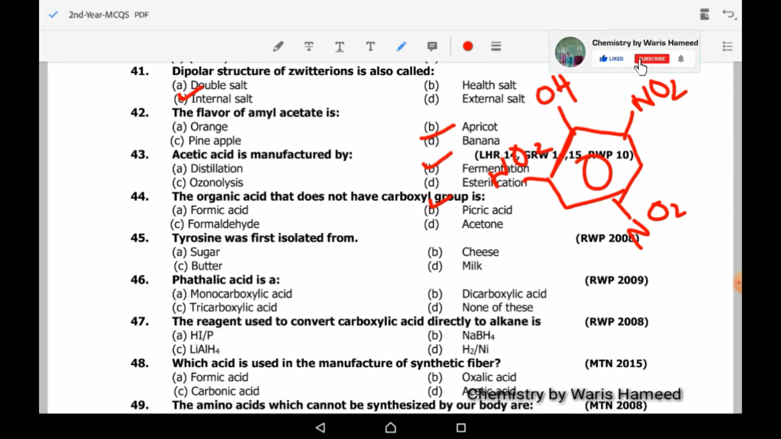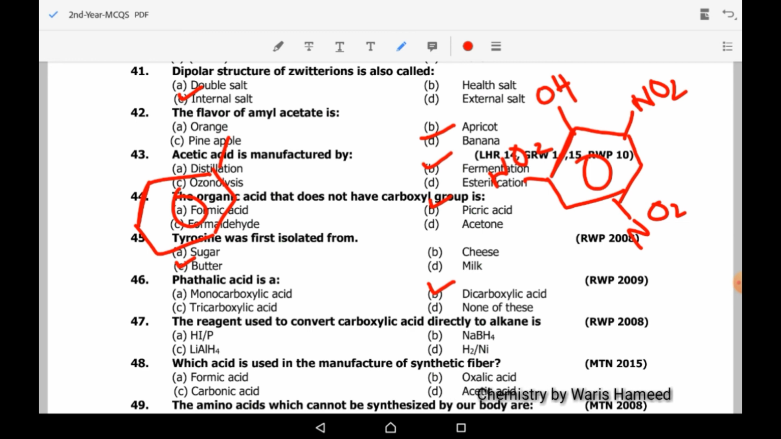Tyrosine was first isolated from. Tyrosine was firstly isolated from cheese. It was isolated from cheese, so its correct option is C. Phthalic acid is a dicarboxylic acid. We have studied its structure. In phthalic acid, two carboxylic groups are attached at ortho positions.